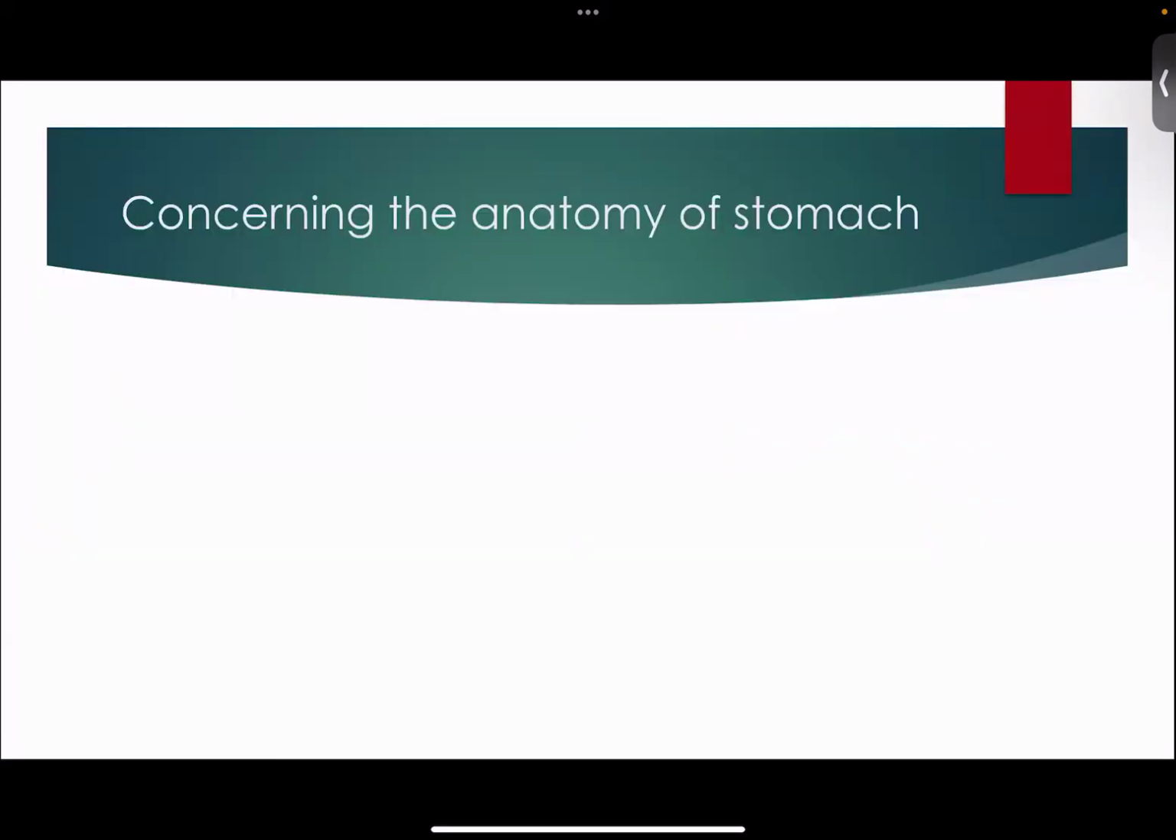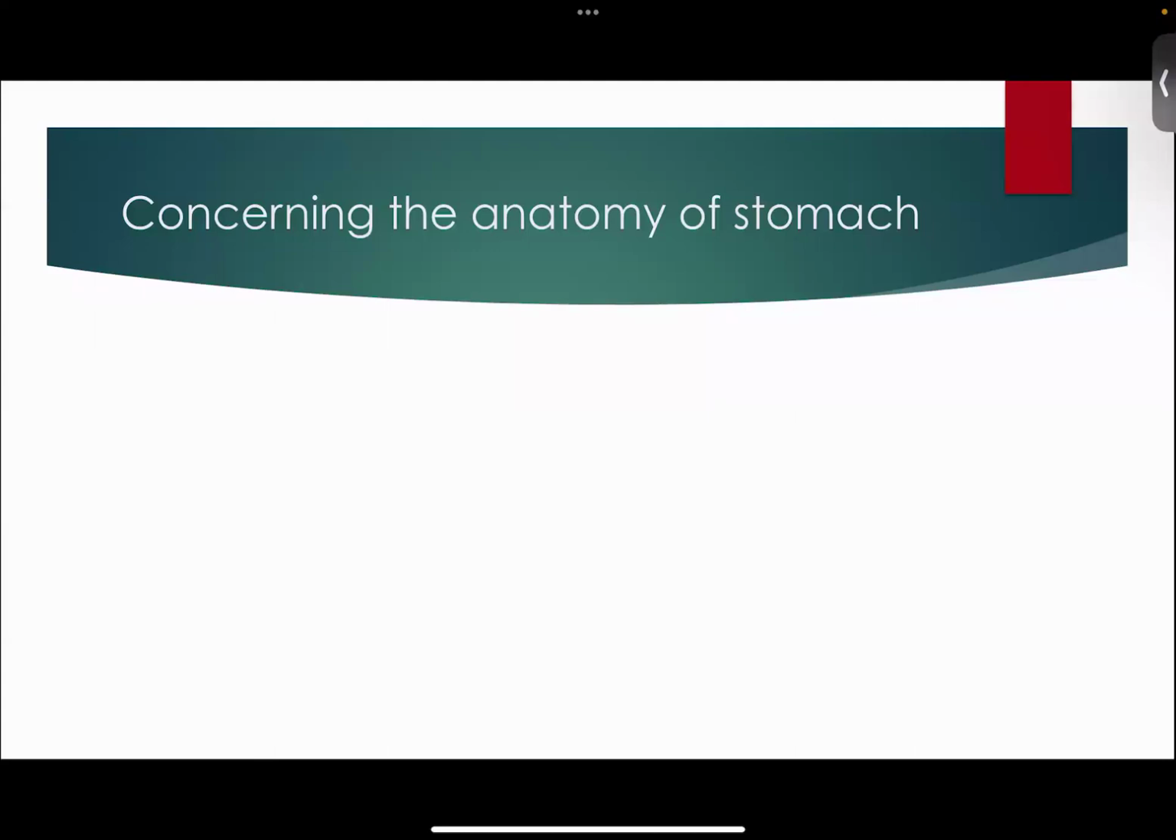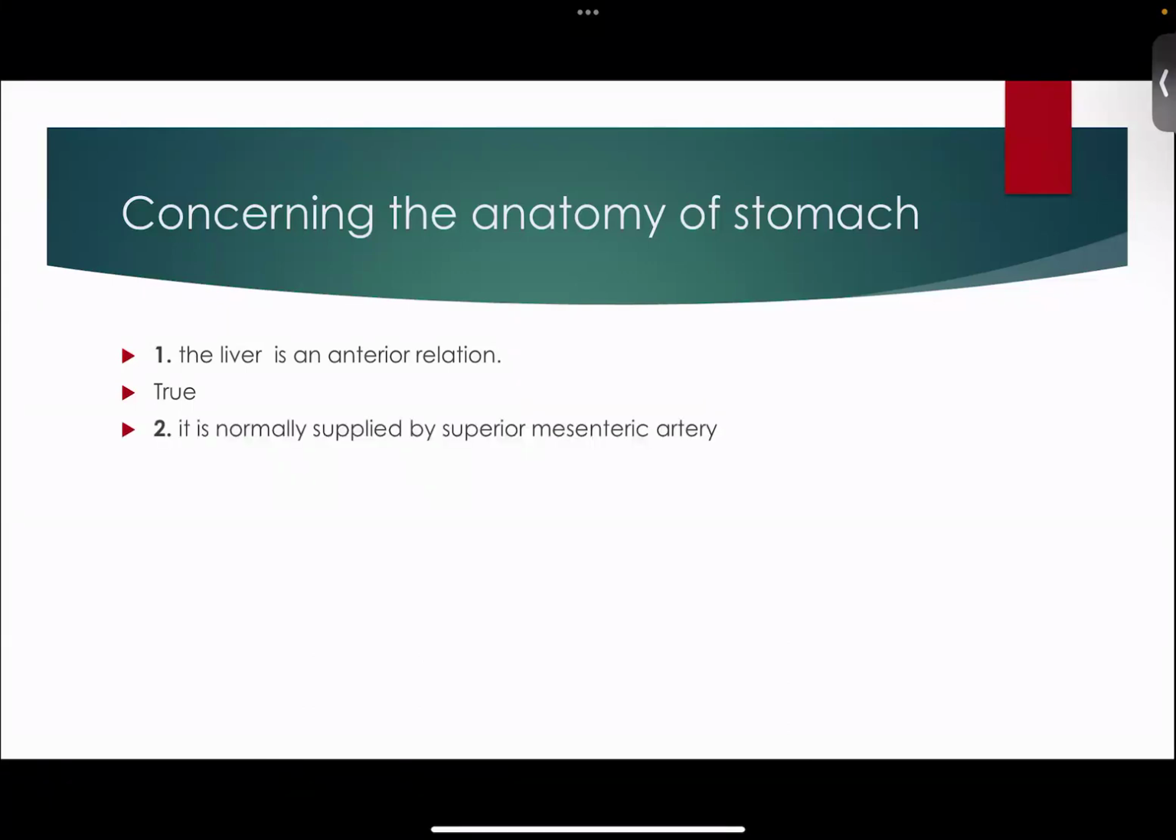And we have quiz. So we choose... Wisam. Yes, sir. The liver is an anterior relation. This statement, is it true? He should complete it, saying anterior relation to the stomach. Okay. Narin. Yes, sir.